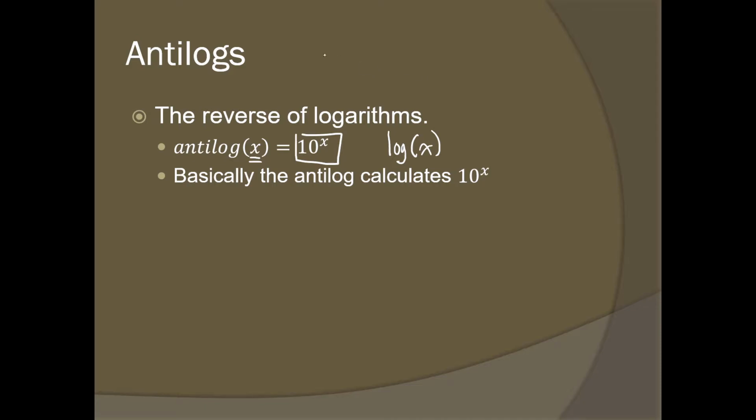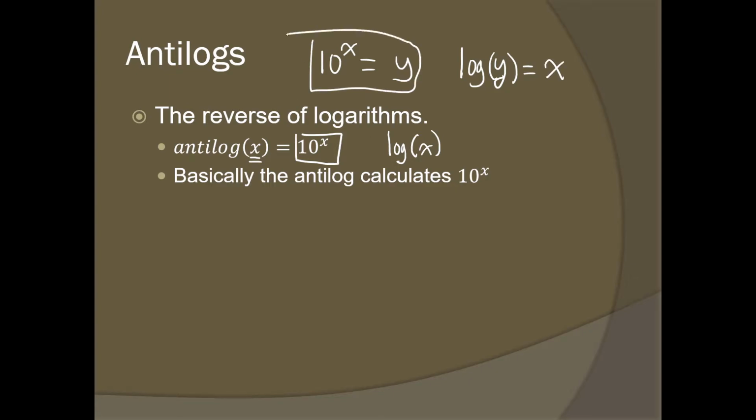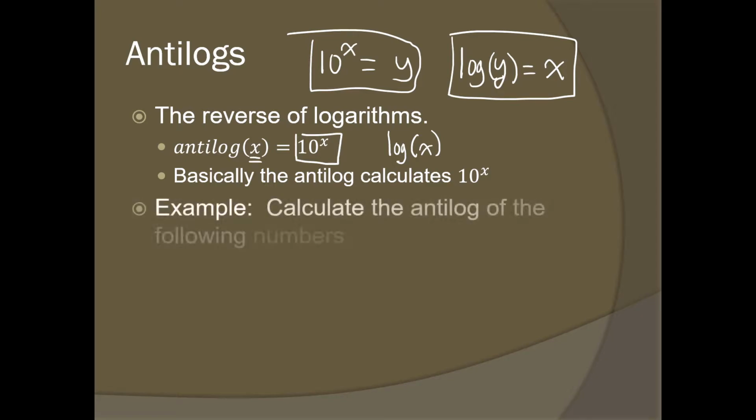If I go 10 to the x, this will give me some number y. And if I go log y, that'll give me x. So that's kind of how the antilog and the logarithm are related. So they're reverse of each other. Okay, sort of like addition and subtraction, or multiplication and division. Okay, so here's a quick simple example. Calculate the antilog of the following numbers.